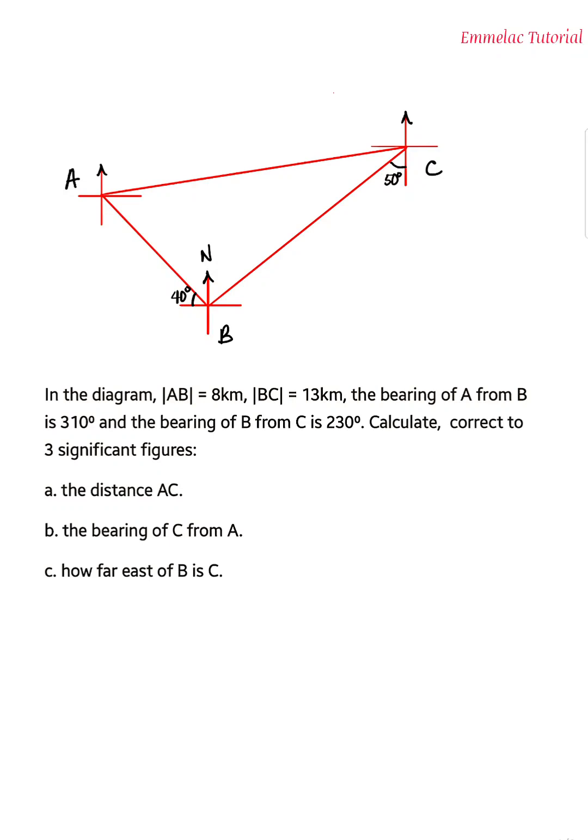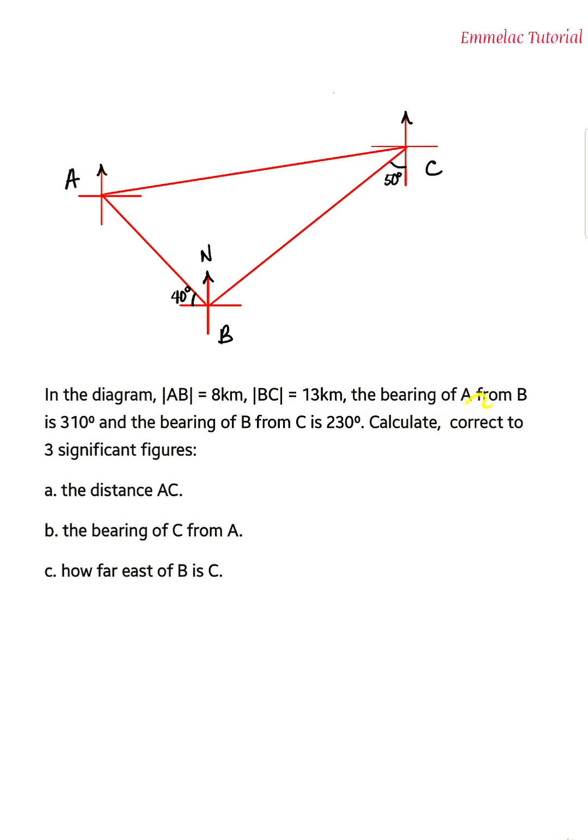Now let us look at this bearing question, and it reads that in the diagram, AB is 8 kilometer, which means the distance from here to here is 8 kilometer. Then BC is 13 kilometer. What does that imply? That the distance from here to here is 13 kilometer.